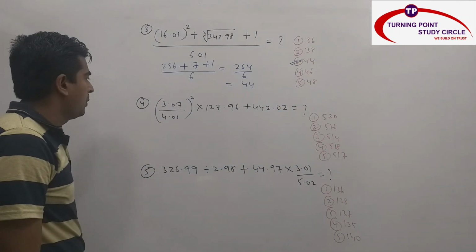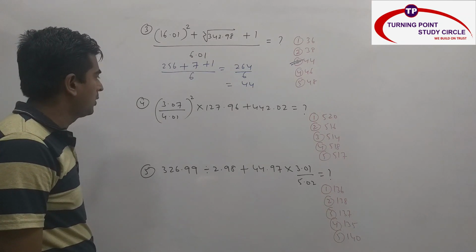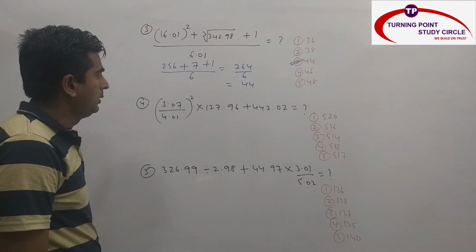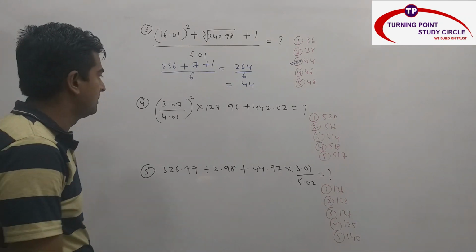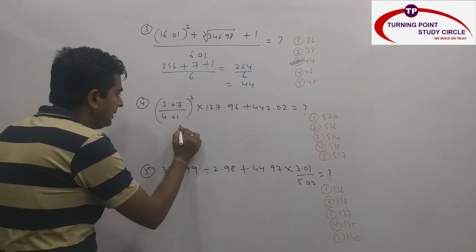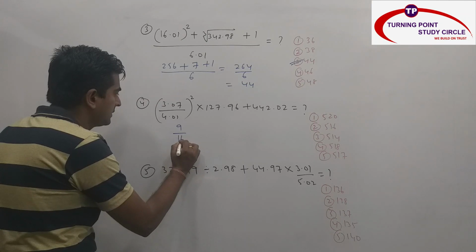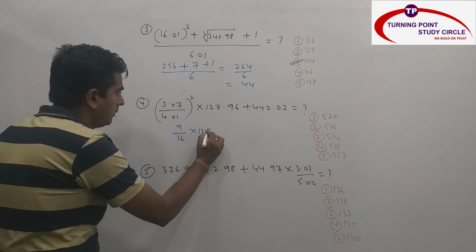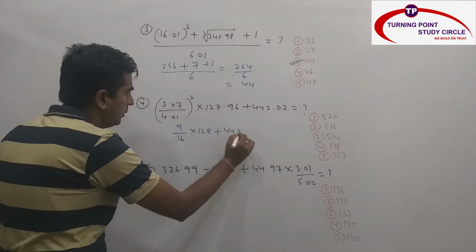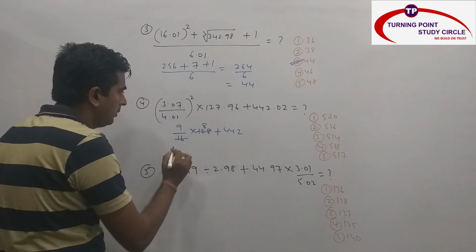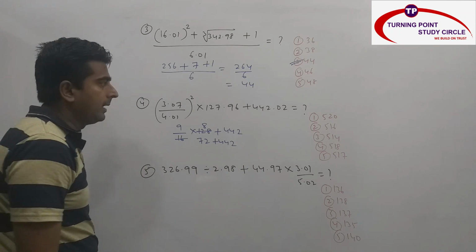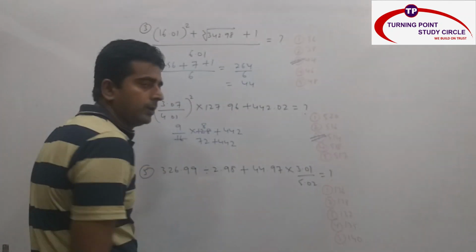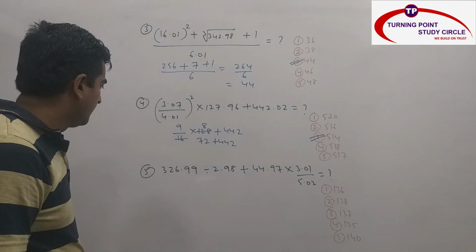Next one, 3.07 whole divided by 4.01 whole square into 127.96 plus 442.02 is equal to question mark. This is nothing but 3 square which is 9, 4 square is 16, into 128 plus 442. 16 8s are 128. 72 plus 442 is nothing but 514. 514 is the answer.